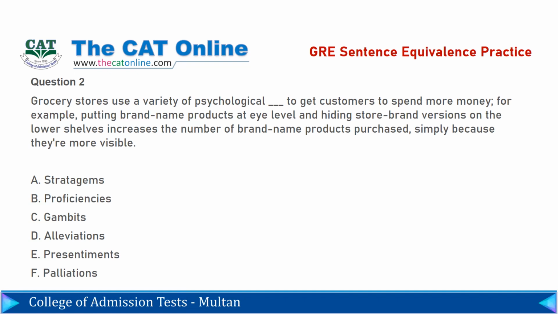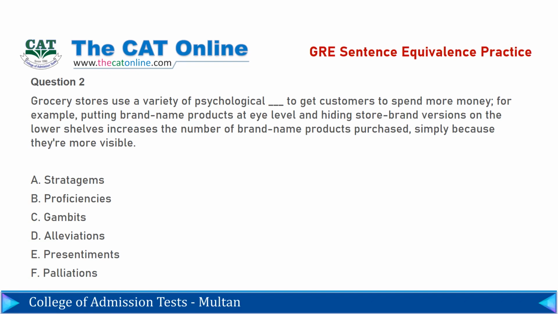Are you ready to hear the answer? The 2 correct words for this question are A and C. Looking at the sentence as a whole clues us into what the words in the blank should mean. The example of switching around the placement of products on the shelf is basically a psychological trick to get people to buy the more expensive option, so we're looking for something that means trick or technique. Proficiencies, alleviations, presentiments, and palliations don't mean anything like this. Note that alleviations and palliations are basically synonyms, but they're not the correct choices because they don't make any sense in the context of the sentence.